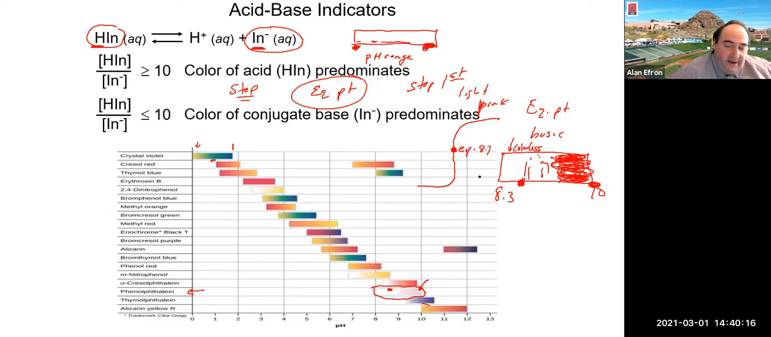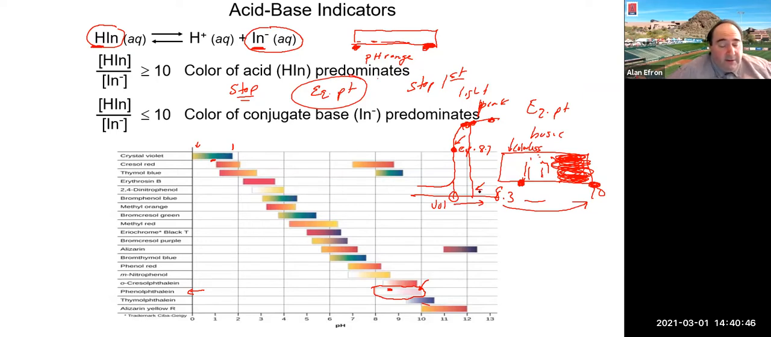If you got a little careless in adding your base and you jumped all the way to here, it could potentially put you over here, or over here, which is significantly far away in terms of the volume of what you added. That means if you ended up over here, you definitely overshot the equivalence point a lot.